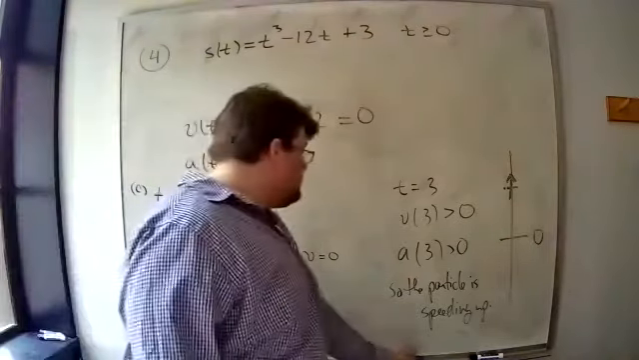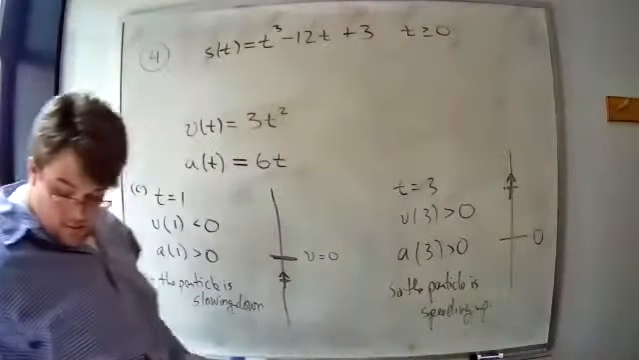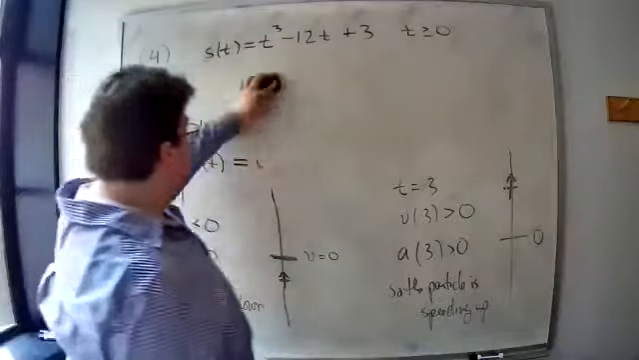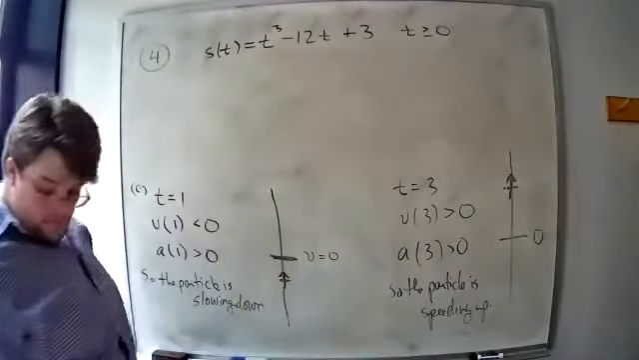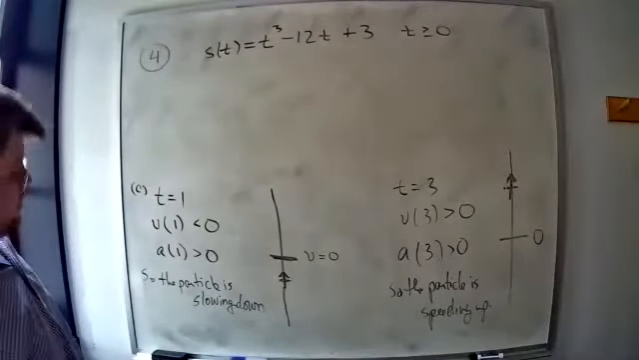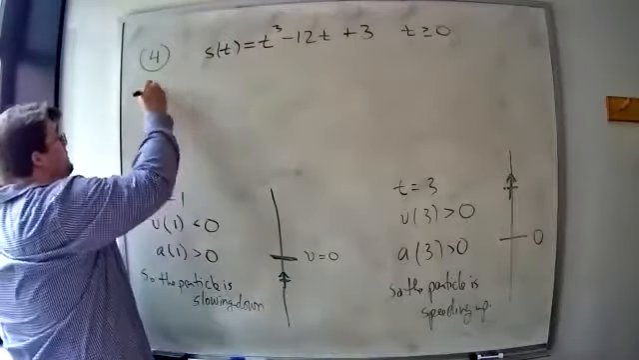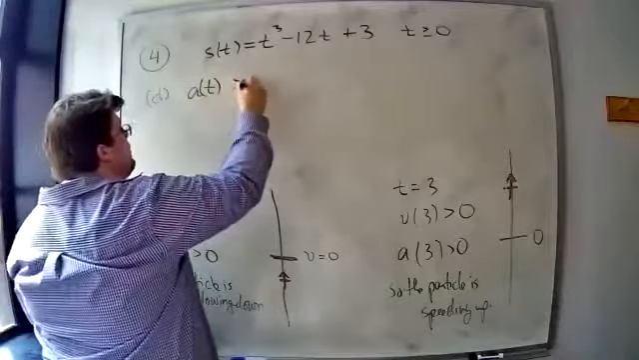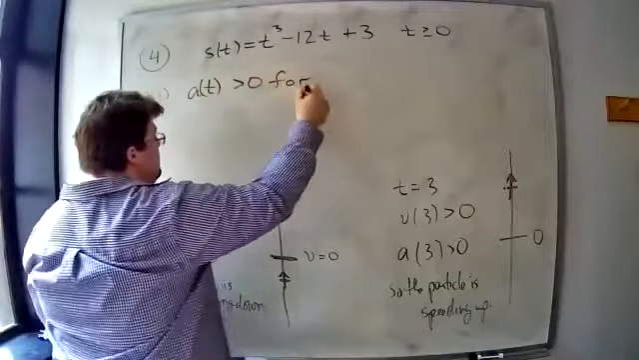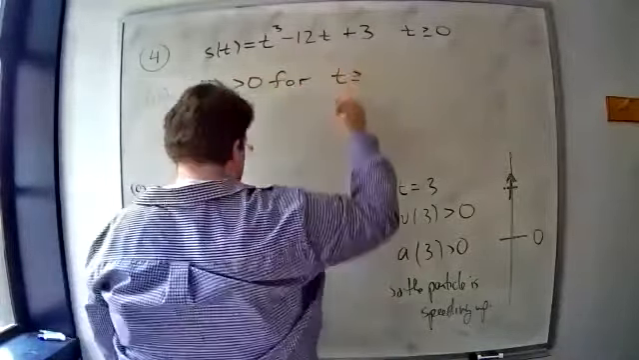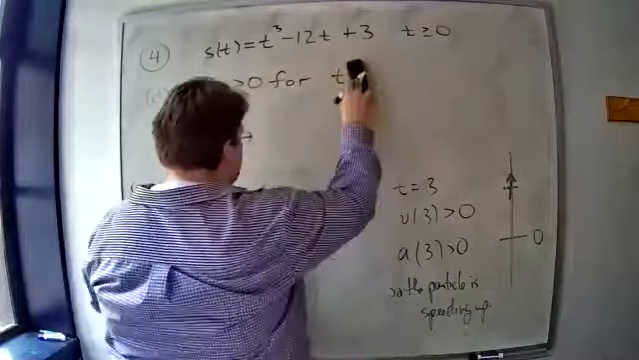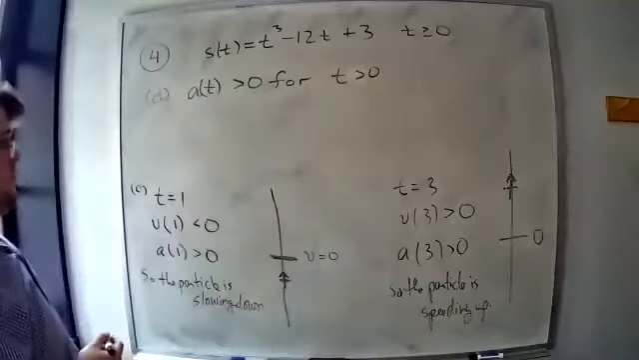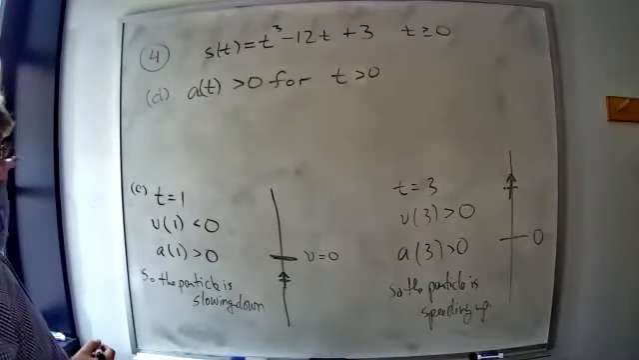Part D, on what intervals is the particle speeding up? I guess that should say on what intervals, like in part B. Well, first we'll notice for part D, acceleration is always positive for time greater than 0. Acceleration is 6t. So for positive t, acceleration is always positive.